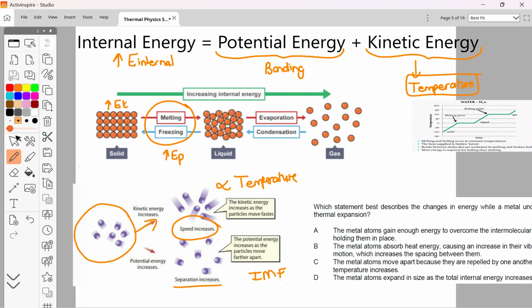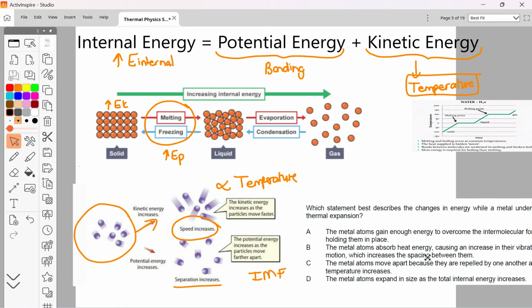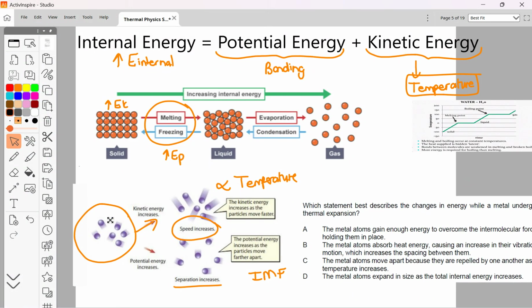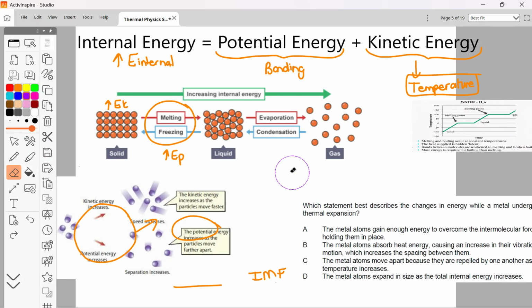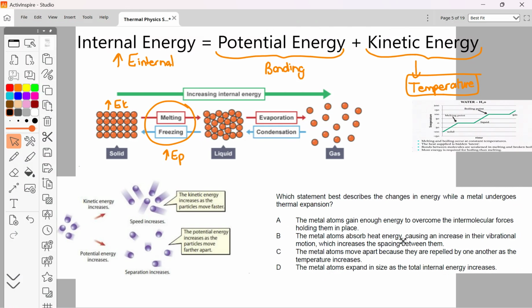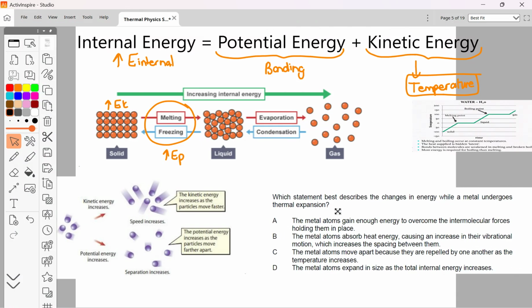Now, this was a question from the past paper. It said, which statement describes the changes in energy when a metal undergoes thermal expansion. So they didn't say the metal is melting. So that means the phase is not changing. So that means we don't have a potential energy change. It's only the kinetic energy that is changing. So please think about the question first, before you start reading these, because remember they are each worth 2 marks and you want to get them right.